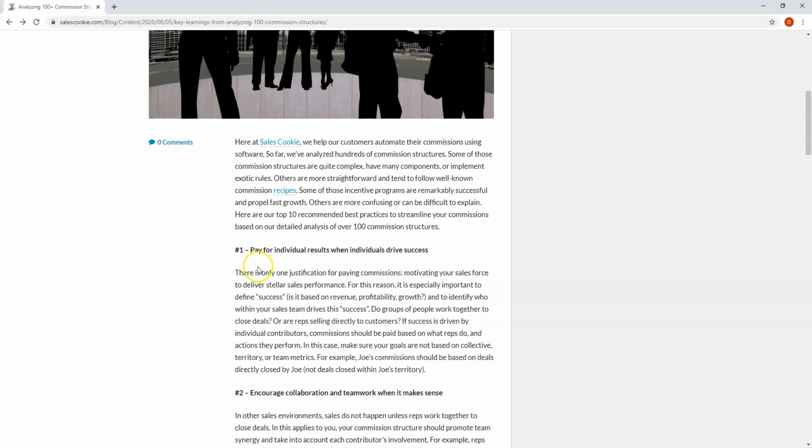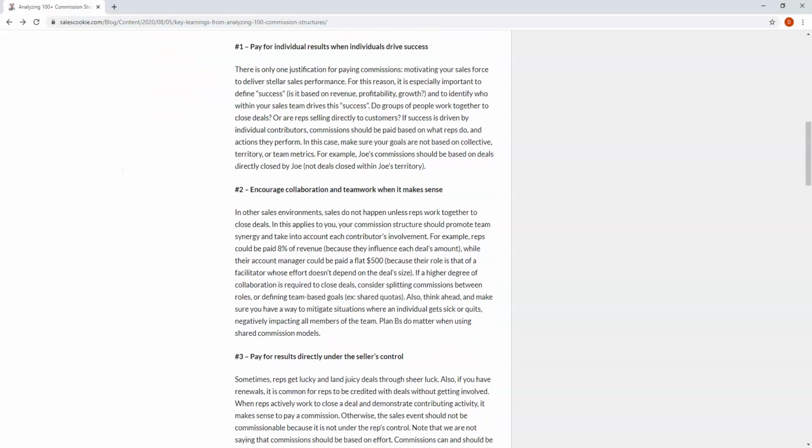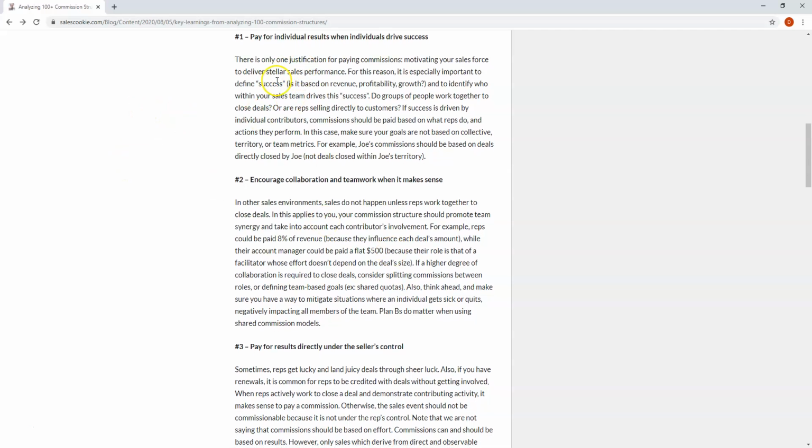So number one, pay for individual results when individuals drive success. This is really important to define whether your success is based on revenue, profit, and growth, and who within your sales team is driving that success. Obviously, if it's individual reps driving as individual contributors, the commission should be directly based on what the reps do and the actions they perform.